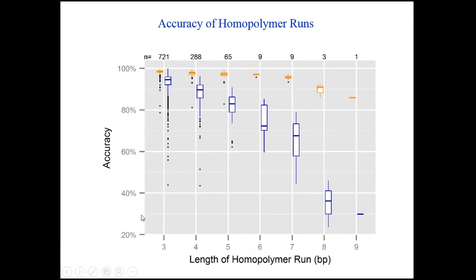And of course, you see the percent accuracy, depending on whether you have a MiSeq, which is the orange, versus PGM, which is the blue. So you can see how this platform has a lower accuracy when it comes to detecting the homopolymer runs.